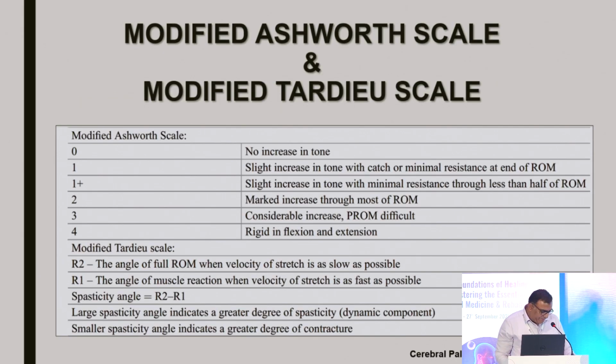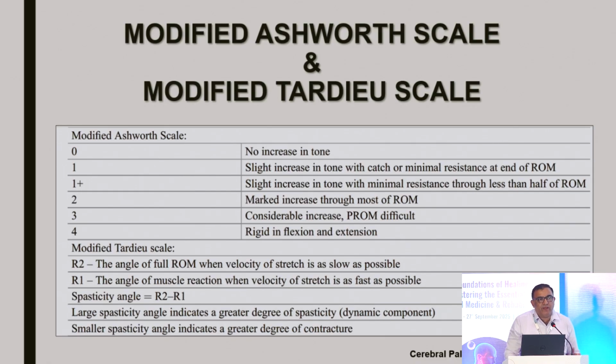Coming to assessment of spasticity, two scales are commonly used, the modified Ashworth scale and the modified Tardieu scale. Modified Ashworth scale, I'm sure we all use in our OPD, which is 0, 1, 1 plus, 2, 3, 4. Modified Tardieu scale is very important when we are considering injection botulinum toxin for managing spasticity.